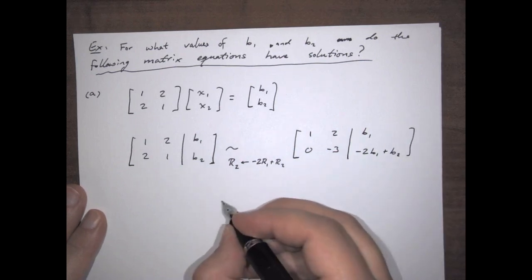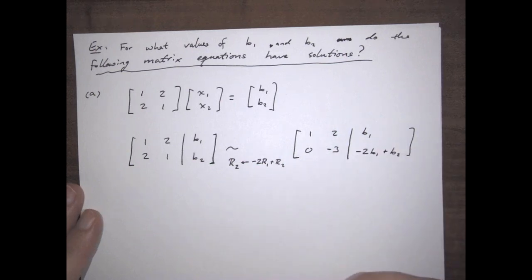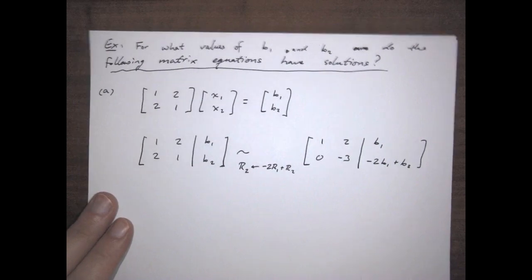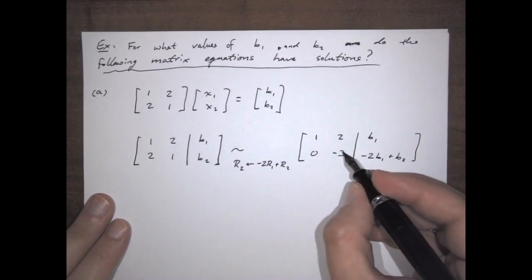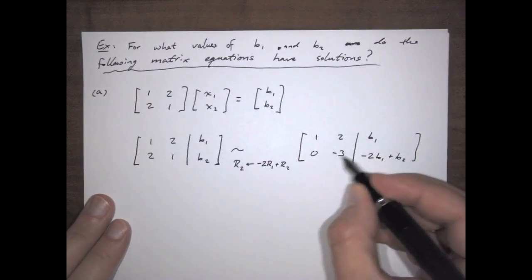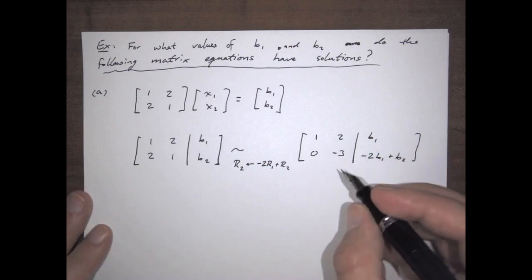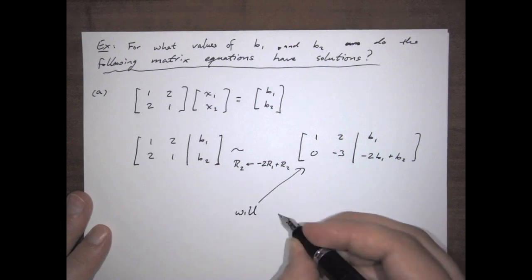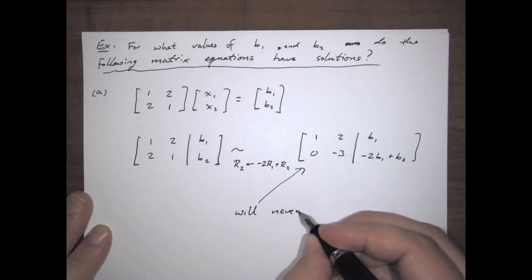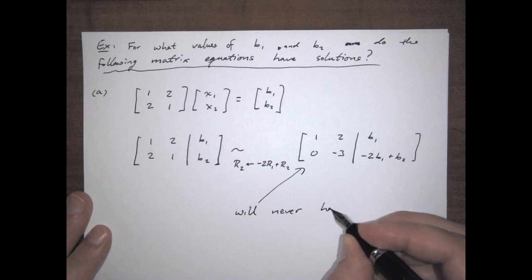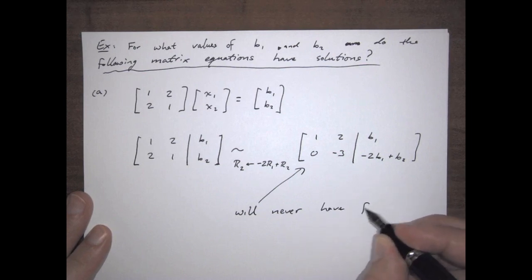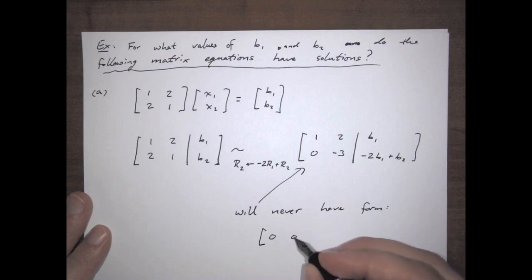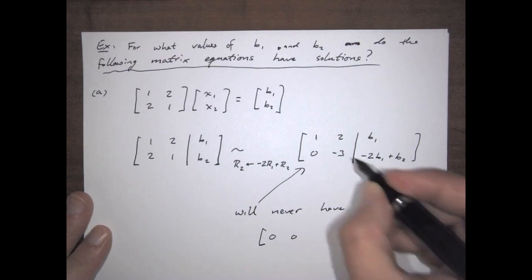And now if we were trying to continue here, we're already clearly not going to be able to do any more row reducing to get rid of this. And so we're not going to be able to eliminate this variable right here, which means that this will never have the form 0, 0, and then the augmentation.